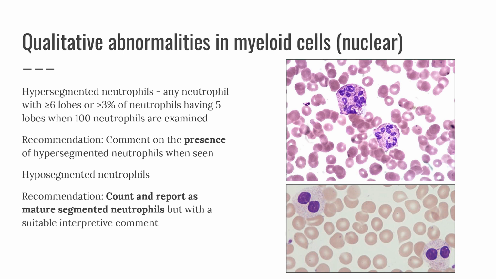Hyposegmented neutrophils appear when there is a failure of normal nuclear lobe development and should not be confused with immature granulocytes such as metamyelocytes. These are smaller with lower NC ratio and coarse clumped chromatin. The recommendation is to count them as mature segmented neutrophils, but always with a suitable comment in your peripheral blood film report.